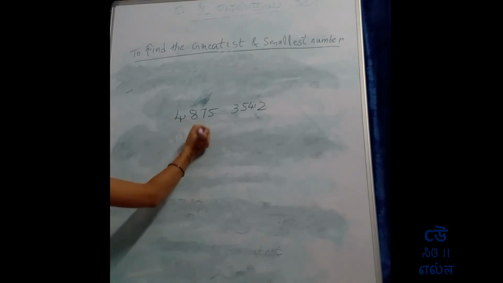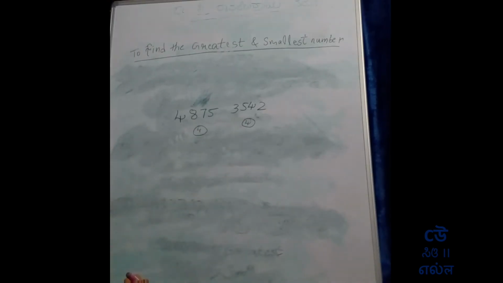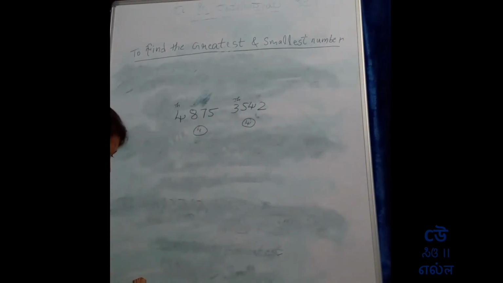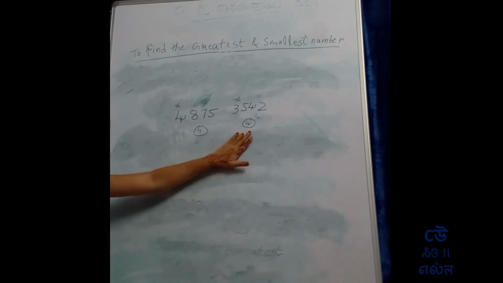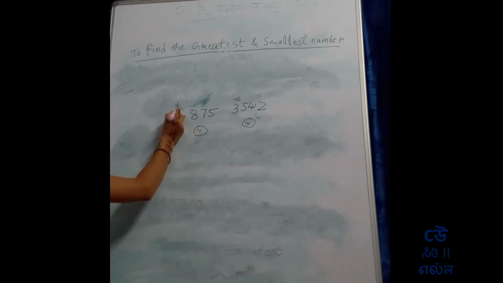This is 1, 2, 3, 4. We have 4 digits. In this also we have 4 digits. They are both in thousands place. Both numbers start from thousands place. But we have an equal number of digits now, 4 and 4. So we have to go to the next step, that is we have to consider the thousands place number.